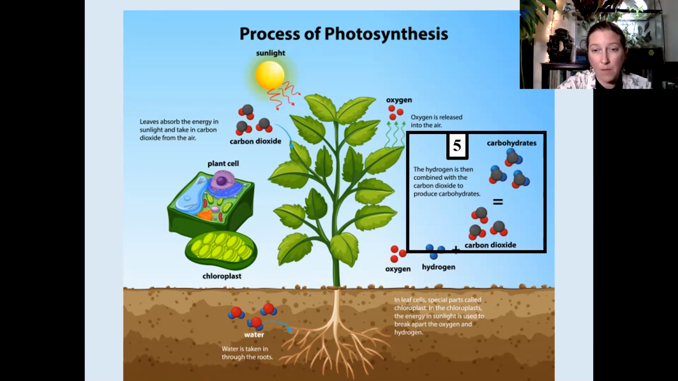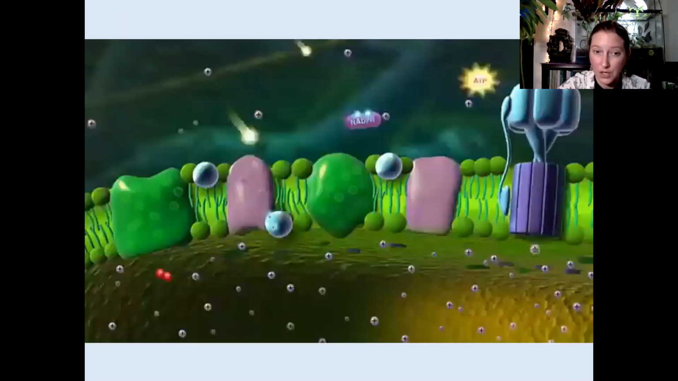Next, though, so we split up H2O, right? And the O left, but we still have H. H is still inside the plant. The hydrogen. And so the hydrogen is going to get combined with the carbon dioxide, and that's how we're going to end up with sugars, aka carbohydrates, but sugars. And that's what this is going to show you.